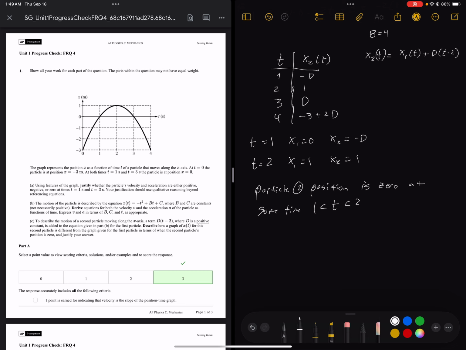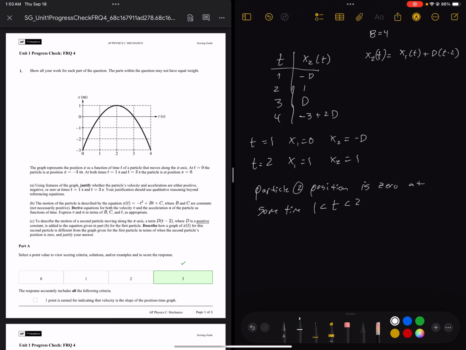if we look at the function here, eventually, I'm trying to think of another way to explain it. So we know the acceleration is negative, right? And the position is positive at, so the position is going to be positive by t equals 2 and t equals 3, okay? And when the second particle's position is 0, justify your answer.